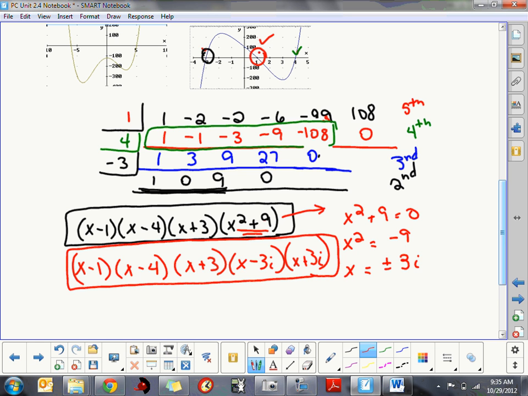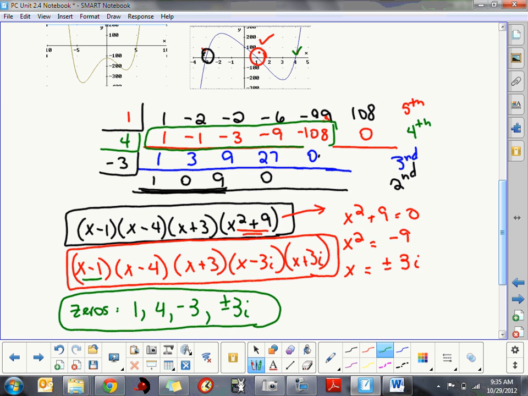Finally, they asked to write down all of the zeros, so there should be 5 complex zeros. So our related zeros are 1, 4, negative 3, and plus or minus 3i. If you count these, there are 5 of them, just like the fundamental theorem of algebra says. You should have 5 complex zeros.